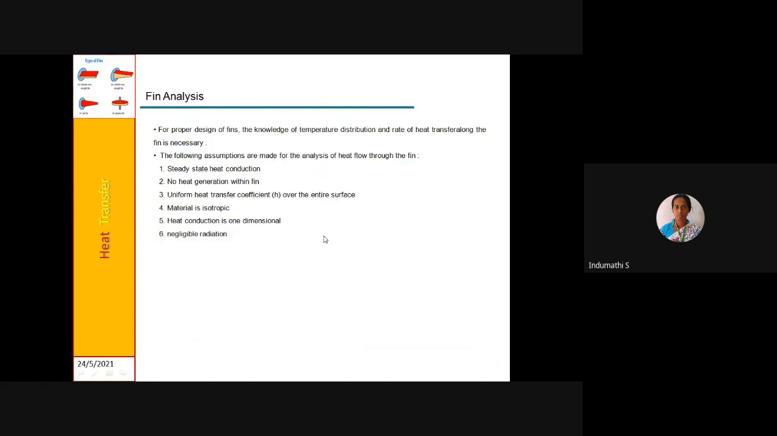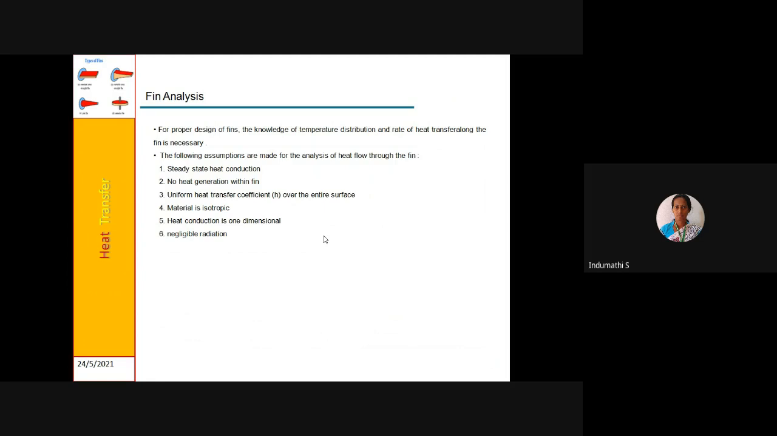These fins may be of uniform cross section or variable cross section. They have many different practical applications like cooling of electronic components, cooling of motorcycle engines, compressors, electric motors, transformers, refrigerators, high efficiency boilers, superheater tubes, and so on. So many applications we have. Then coming to the fin analysis, for proper design of fins, the knowledge of temperature distribution and rate of heat transfer along the fin is necessary.